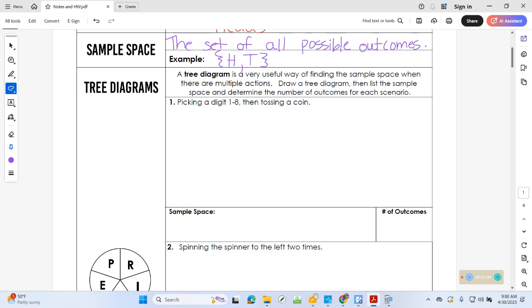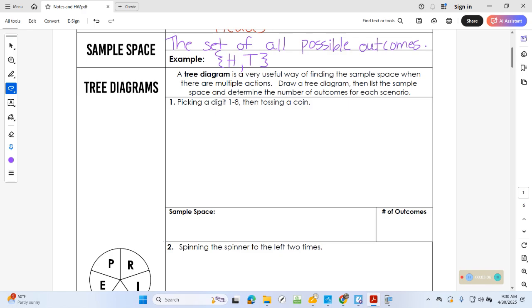One of them is a tree diagram, and we're going to make one. You probably have done this before. Maybe you just need a refresher. So tree diagram, a very useful way of finding the sample space when there's multiple actions. Draw a tree diagram, then list the sample space and determine the number of outcomes for each scenario. Picking a digit 1 through 8, then tossing a coin. Okay, so here we go.